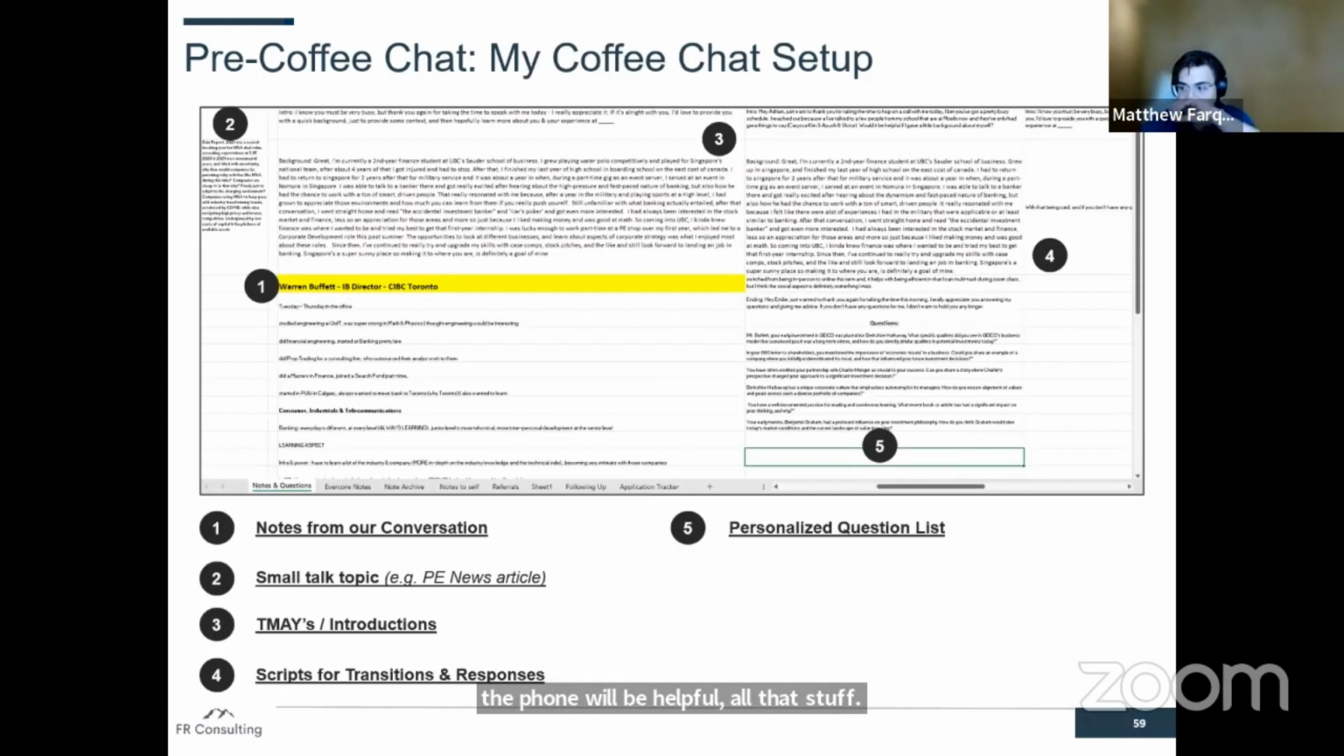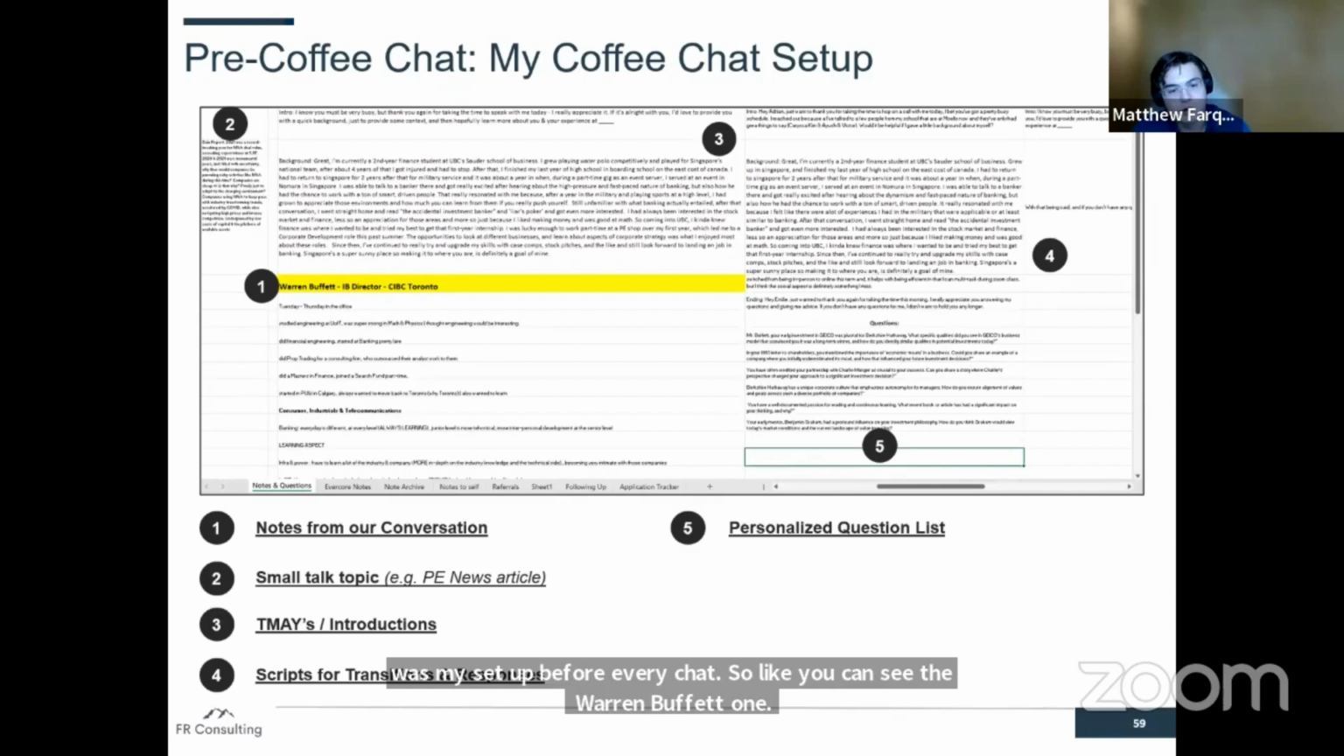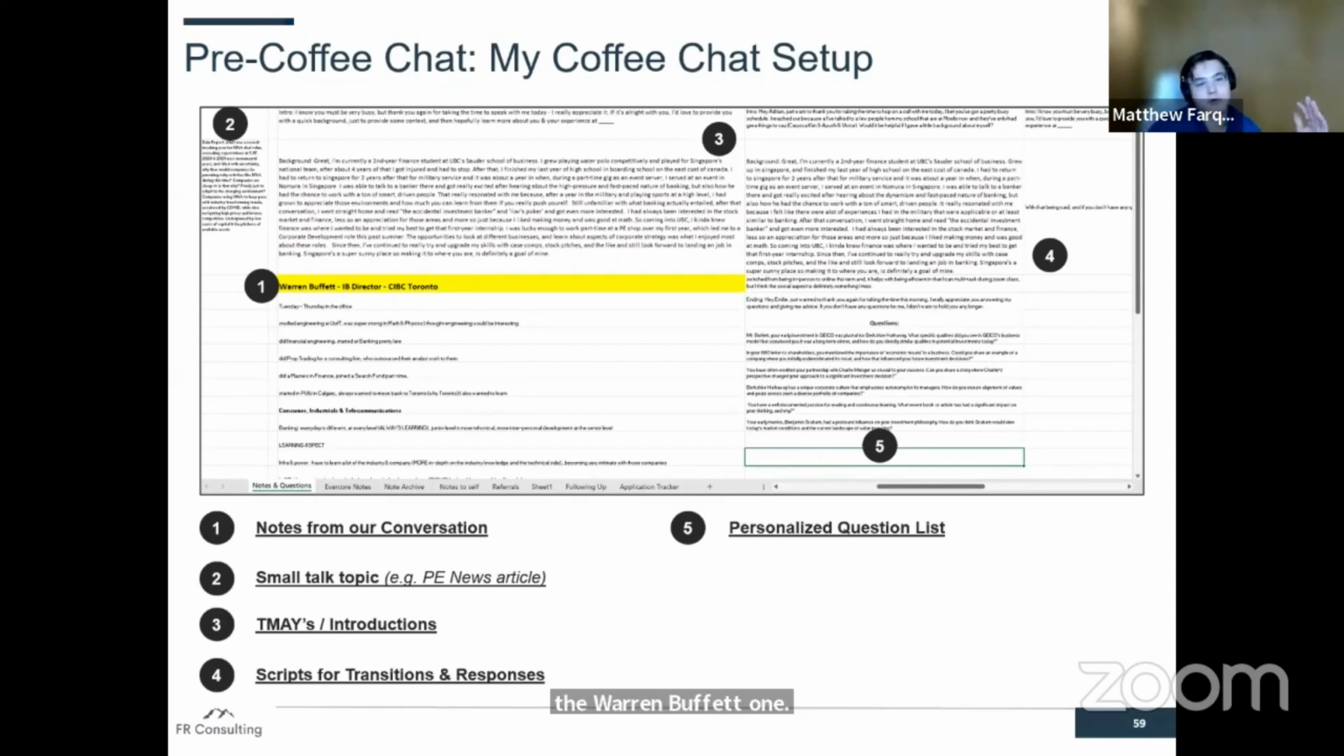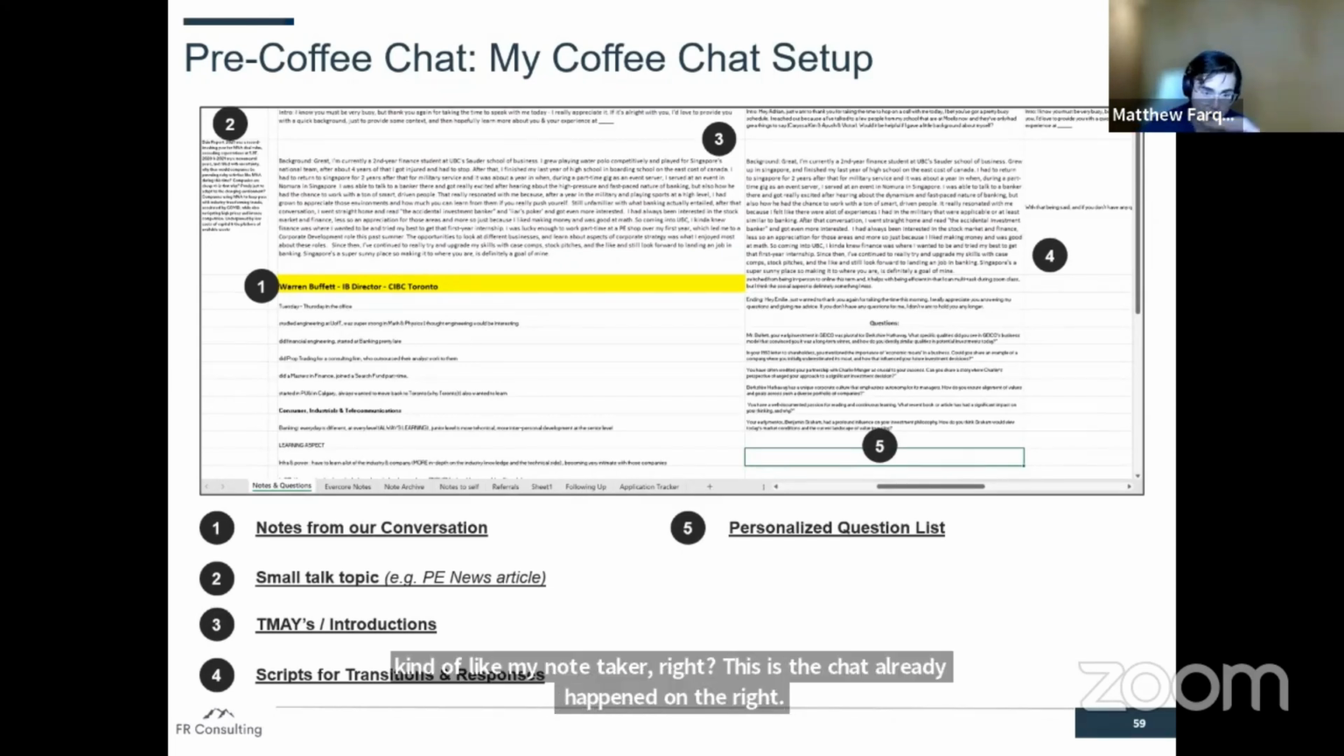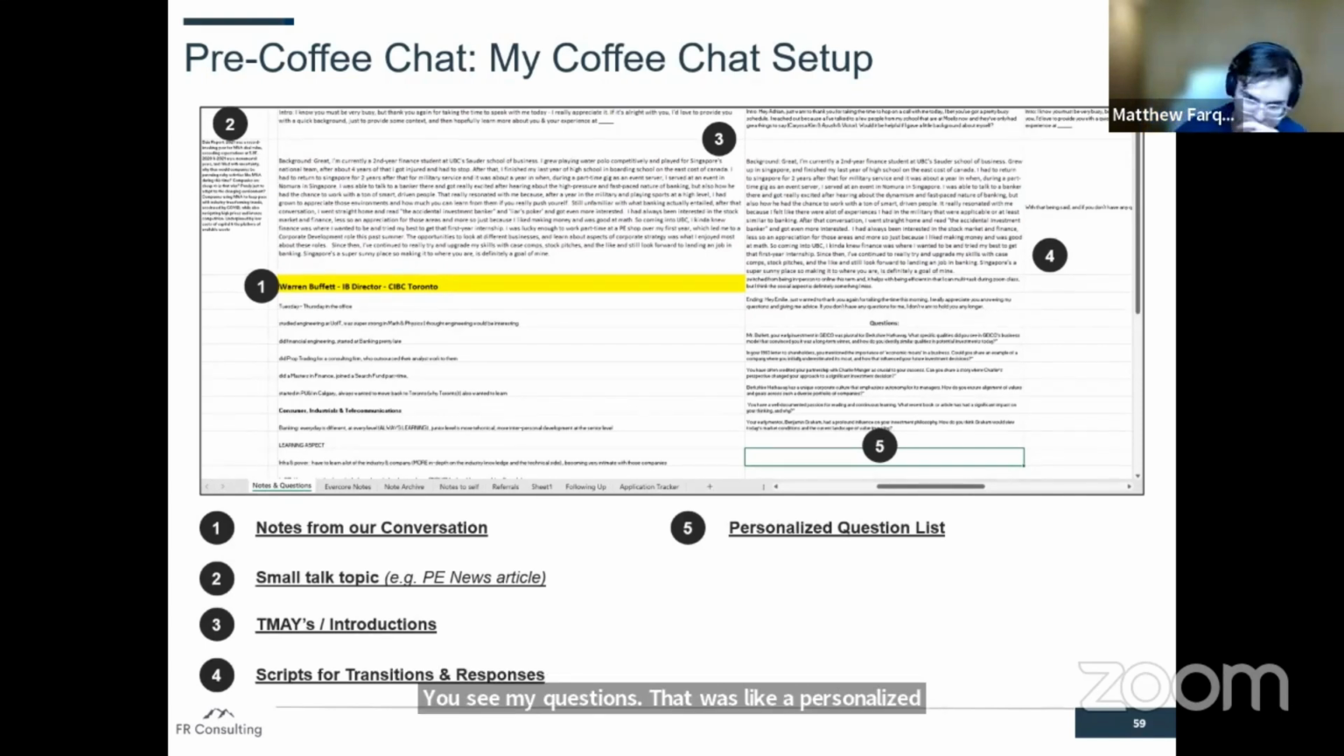This was my setup before every chat. You can see the Warren Buffett one. That's my note taker, and this is a chat that already happened. On the right, you see my questions. That was the personalized question list for every chat. I had various teammate variations on my screen because I always wanted a script. I had different transitions for the end, for after my teammate, and then a couple of news articles on the left, just in case it ever came up.